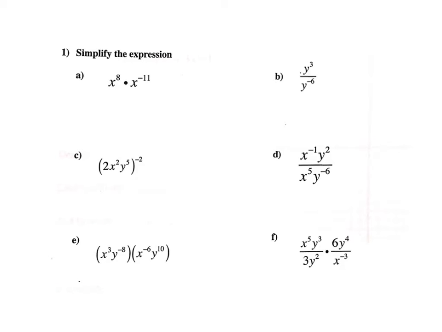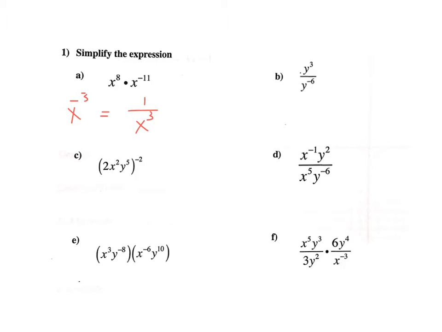Alright guys, I'll make a quick video for this review for your quiz tomorrow. These exponent rules, first of all. Exponents, when you multiply the same base, you add the exponent. So if you add 8 and negative 11, you get negative 3. Don't forget to not ever leave a negative exponent in an answer. You always flip it, put the x cubed on the denominator, 1 over x cubed.